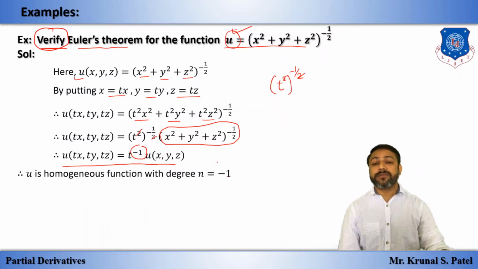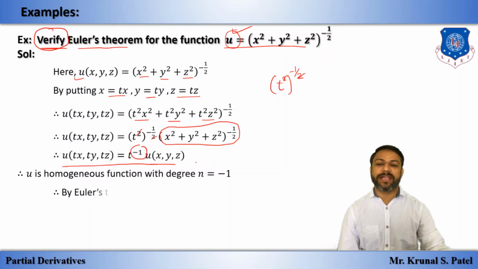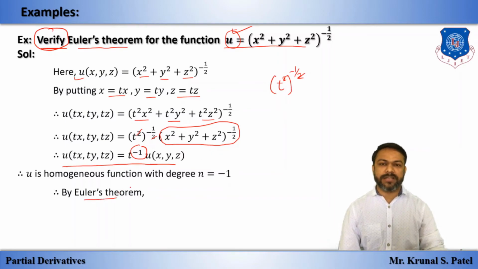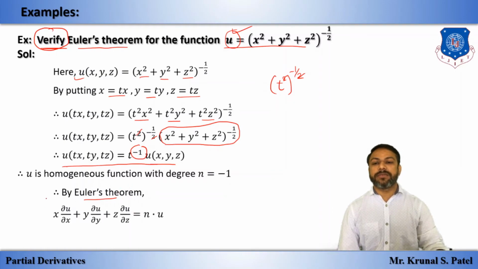So the given function is homogeneous, so we can apply Euler's theorem: x del u by del x plus y del u by del y plus z del u by del z is equal to n into u. And what is n? n is minus 1, so it is minus u.